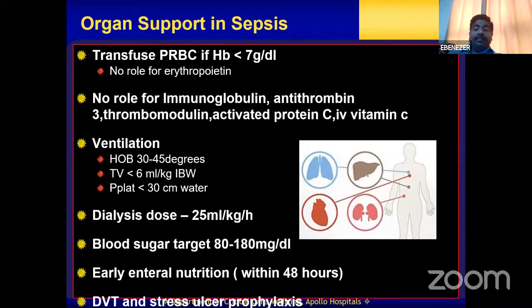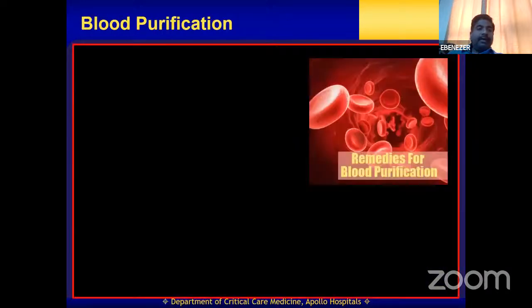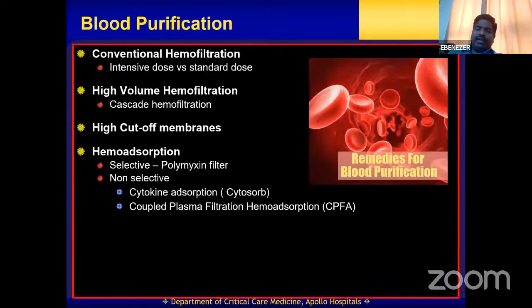Okay. And DVT and stress ulcer prophylaxis is advocated. And when it comes to DVT, pharmacoprophylaxis is more than enough. Low molecular weight heparin is preferred over unfractionated heparin. At the same time, there is no need to combine mechanical prophylaxis with pharmacoprophylaxis. Okay, only pharmacoprophylaxis is more than enough in these patients. Okay, remember that. And a lot of blood purification techniques are there.